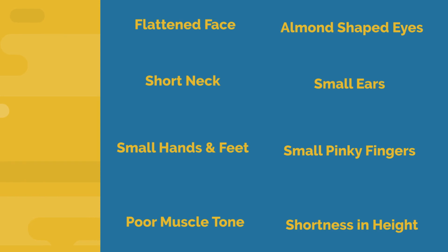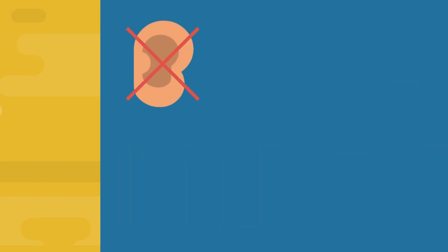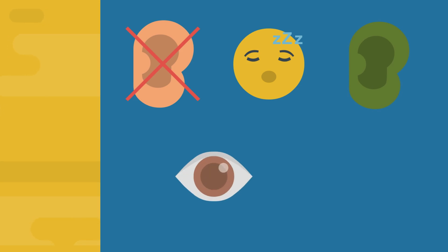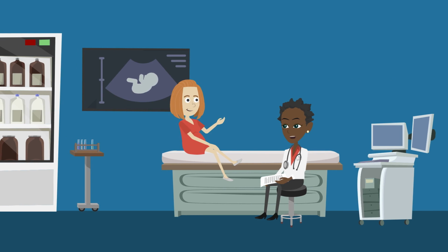These physical features can cause other health problems, including hearing loss, obstructive sleep apnea, ear infections, eye diseases, and heart defects. Down syndrome can either be diagnosed at birth or while the baby is still in the womb. Physical examinations are the primary way to diagnose Down syndrome at birth.